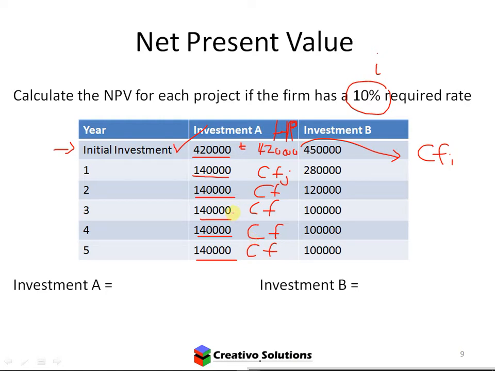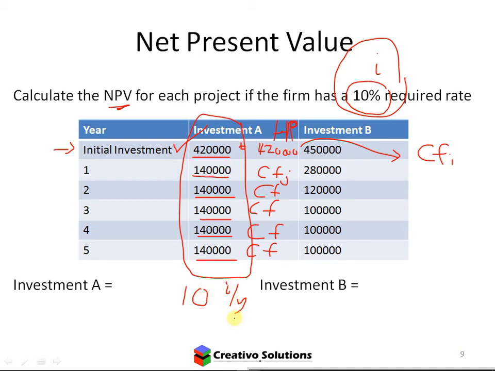Okay, so now you've inserted that into your calculator. That's how you would do it on the HP. We need to work out NPV. In order to work out NPV, I need a rate, and the rate in this question was 10%. After having typed in all your cash flows, you then put in the rate. So you type in 10 as your rate, and that's your I over Y. Put that as I.